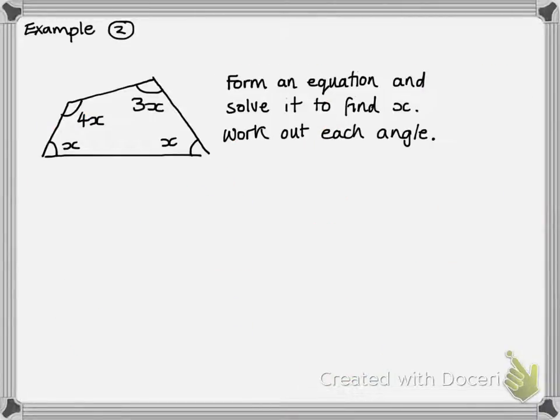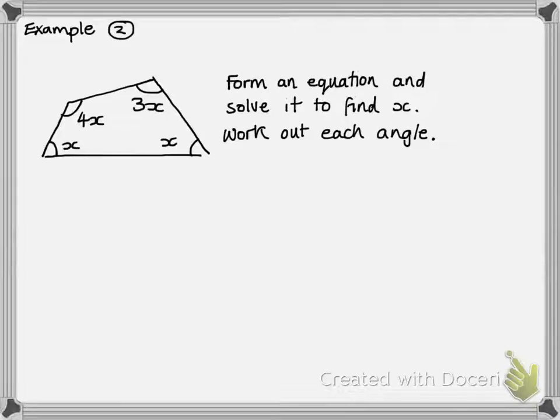Example 2. Here's a quadrilateral. The question says, form an equation and solve it to find x. Work out each angle. This time there's no numbers at all. How are we going to solve this?